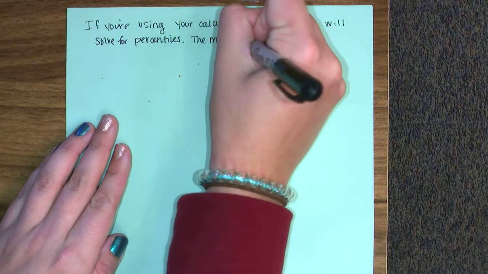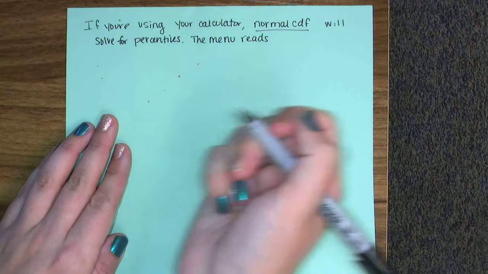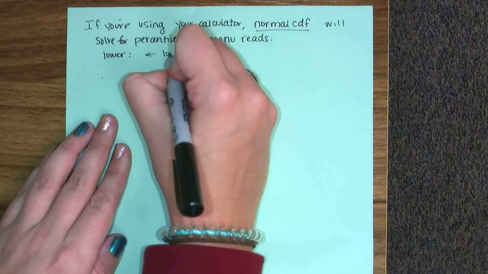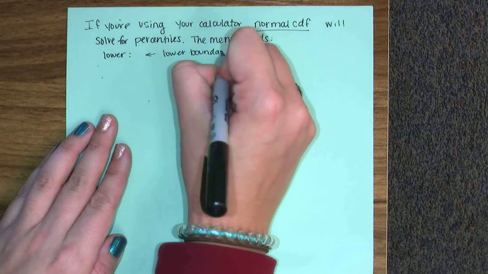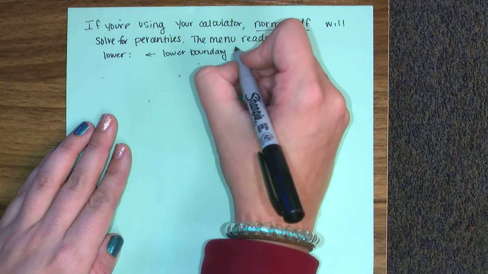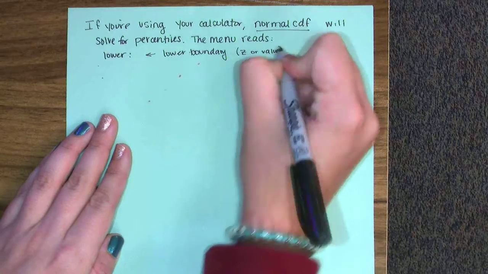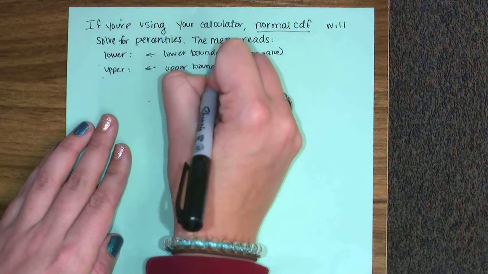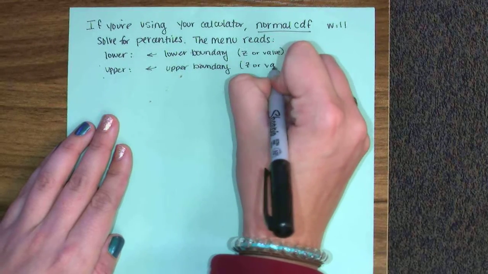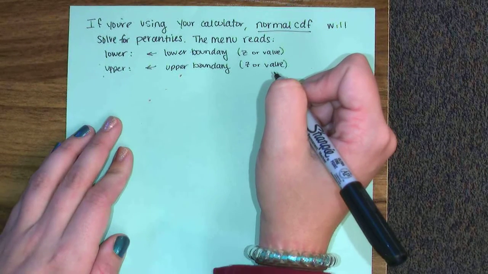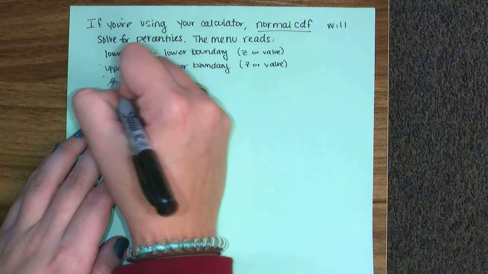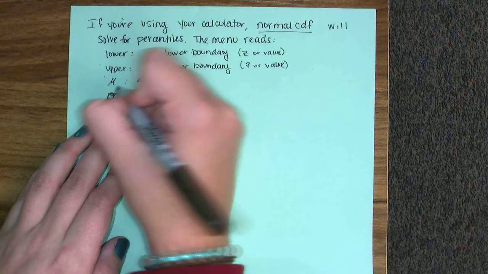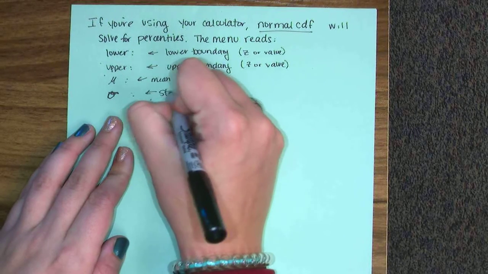The menu reads lower, which is the lower boundary, Z or value, upper boundary, Z or value. Mu is your mean, and that funky sigma thing is standard deviation.